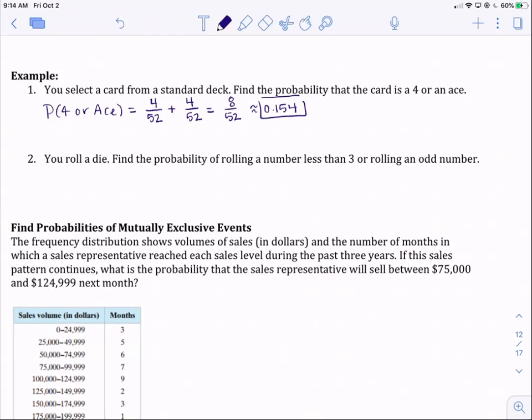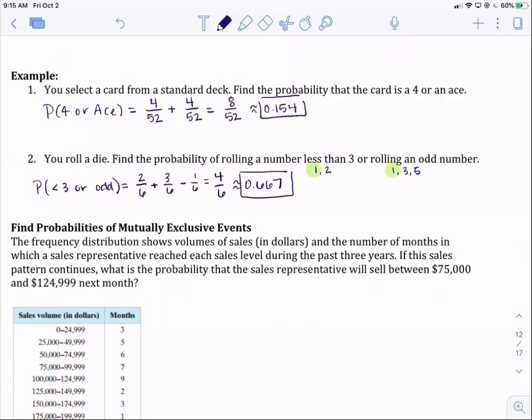Okay, you roll a die. Find the probability of rolling a number less than 3 or rolling an odd number. If we're less than 3, that would be a 1 or a 2. And if we're an odd number, that's a 1, 3, or 5. So less than 3, we had 2 options out of the 6, plus odd, we have 3 out of the 6, and then we're going to subtract the overlap. There's one thing that we have counted twice, so subtract the 1 over 6. 2 plus 3 is 5, minus 1 is 4. So 4/6, which is approximately 0.667, or 2/3.